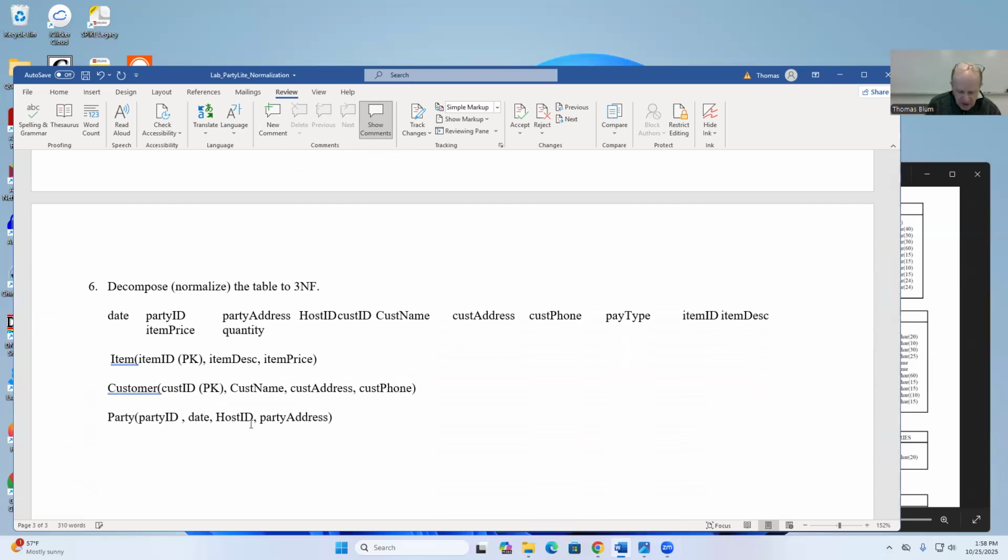And party ID is going to be the primary key. And we're going to designate the host ID as a foreign key connecting us to the customer table. So the customer can play a role of host. A customer may host many parties, but a party is hosted by one customer. And so that's a one-to-many relationship. And so we have host ID here in the party table.